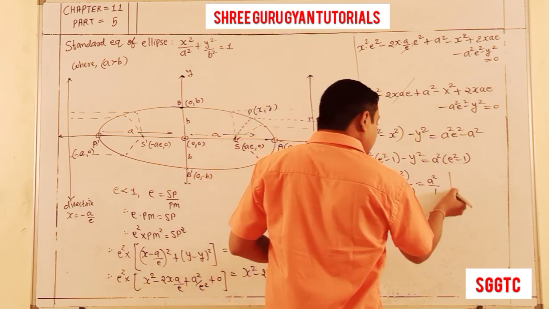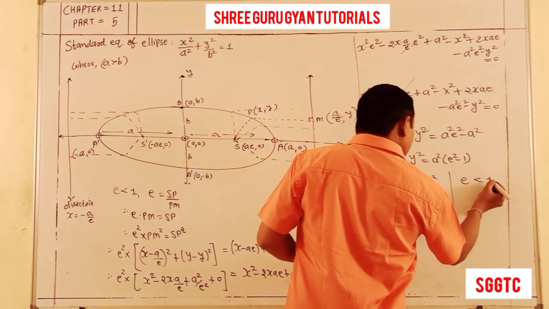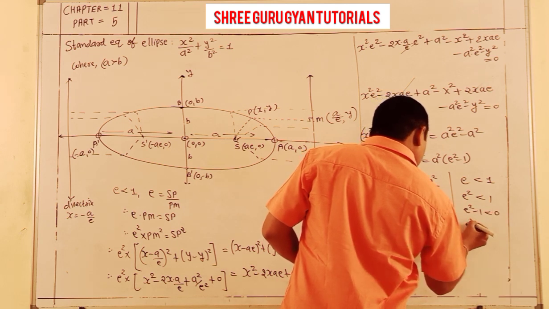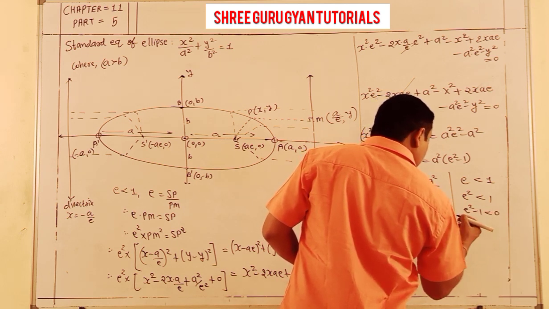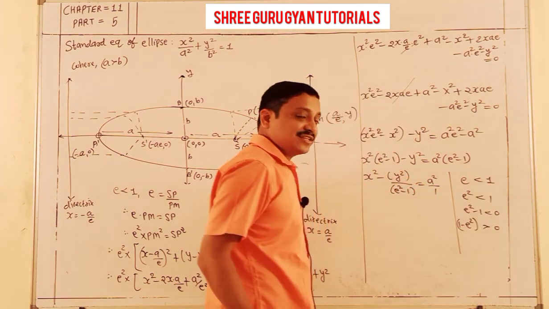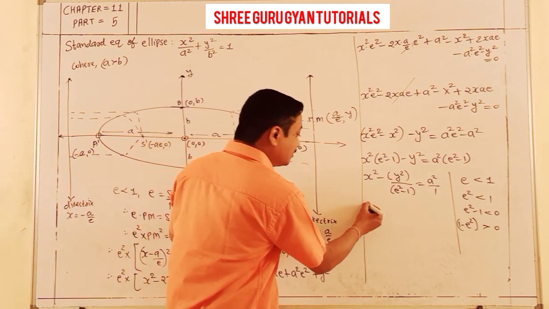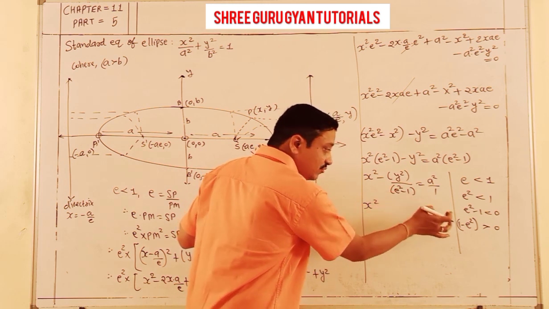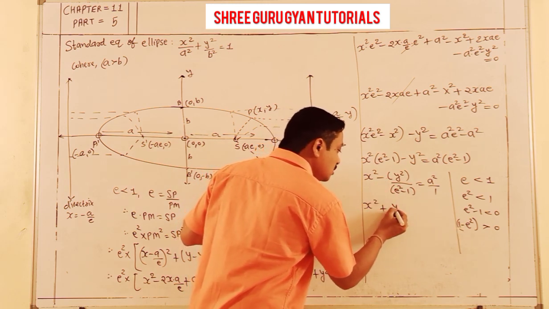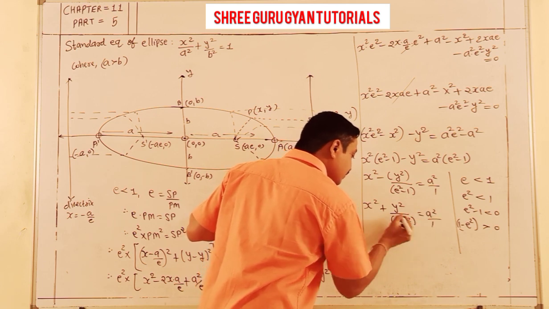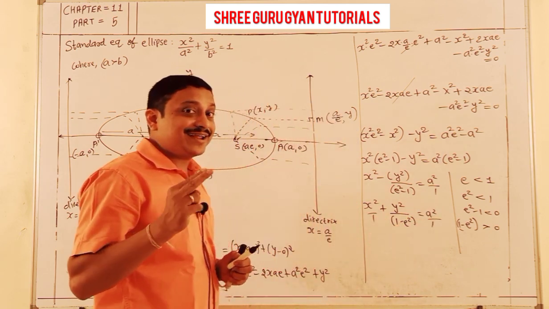But what is the condition? e less than 1. So e square is less than 1, e square minus 1 is less than 0, and we never take a negative here. So 1 minus e square is greater than 0. Always you can take the positive value. That's why the form changes here: plus y square by 1 minus e square, equal to 1. Now divide by a square.